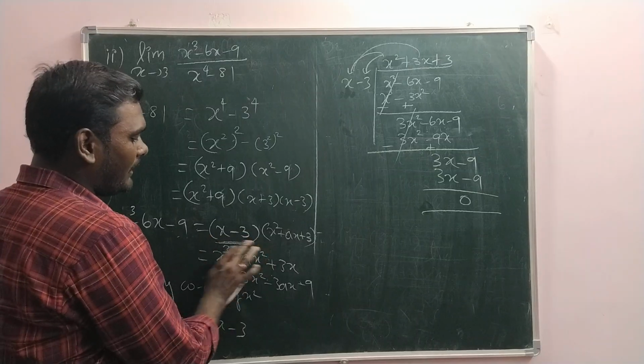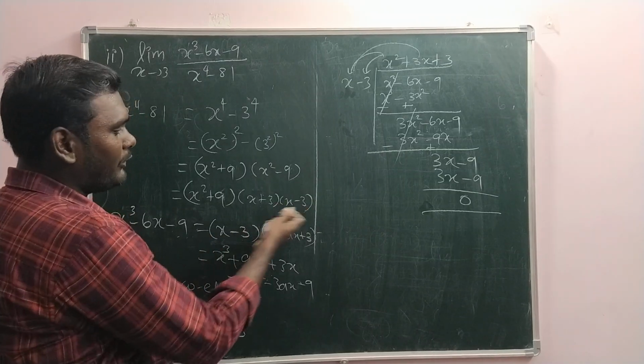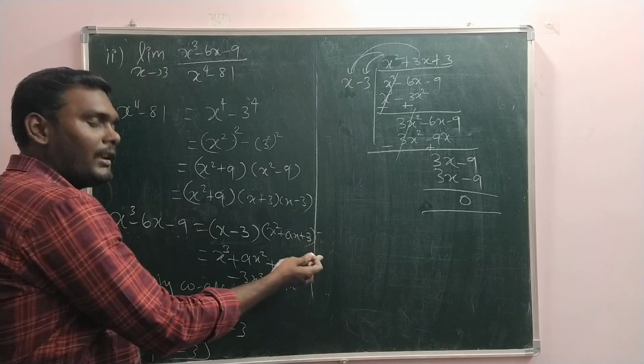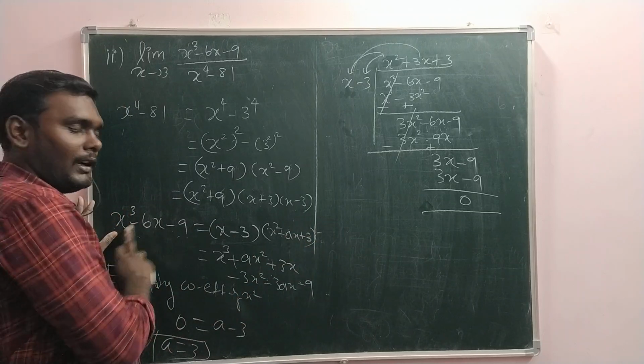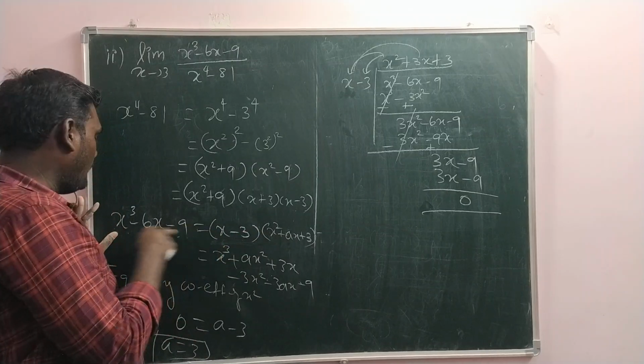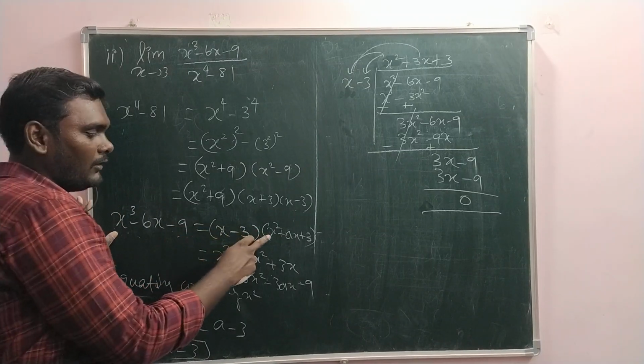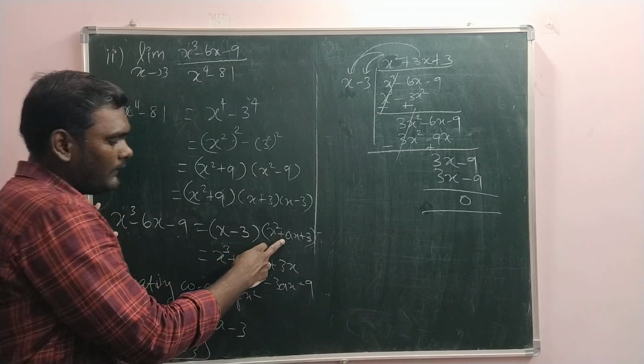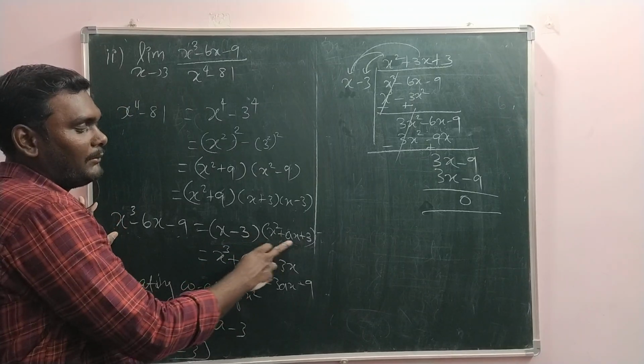But in this method, I am just assuming that x minus 3 is already a factor, because we substituted and got 0. Another quadratic factor will be there because it is a cubic polynomial. So some x square should be there. The leading coefficient of x is 1 only, so here also 1. Plus some x coefficient will be there, some ax.